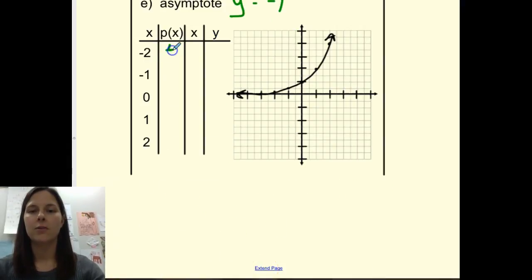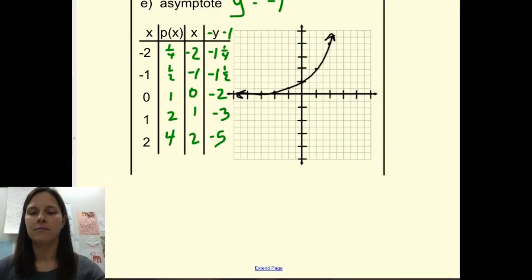Parent function values still 1/4, 1/2, 1, 2, and 4. In this one, we're not impacting our x. We had a vertical reflection and a shift down 1. Again, order of operations, we multiply before we subtract. All of those x values will stay the same. Our y values make it opposite, -1/4 minus 1, -1/2 minus 1, -1 minus 1, -2 minus 1, and -4 minus 1. Starting off with that asymptote at y equals -1.